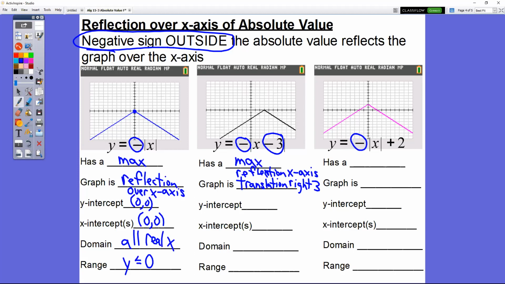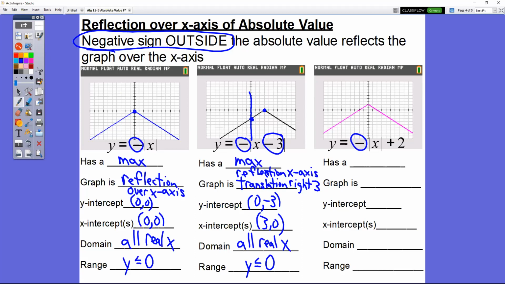Our y-intercept, where the line crosses the y-axis, is at (0, -3). The x-axis, it touches it right here. That is at (3, 0). The domain, our graph goes on and on and on forever in both directions, left and right. So it's all the real x values. And our range, everything is at 0 or below. So this is y is less than or equal to 0.